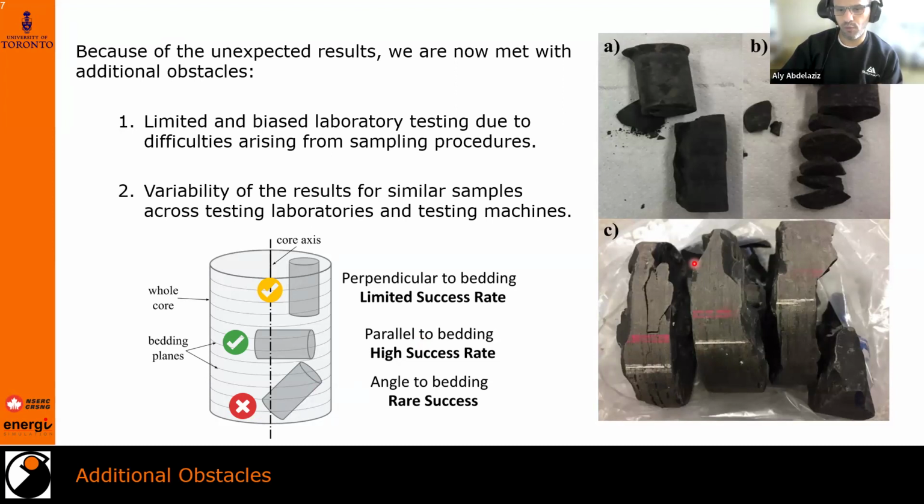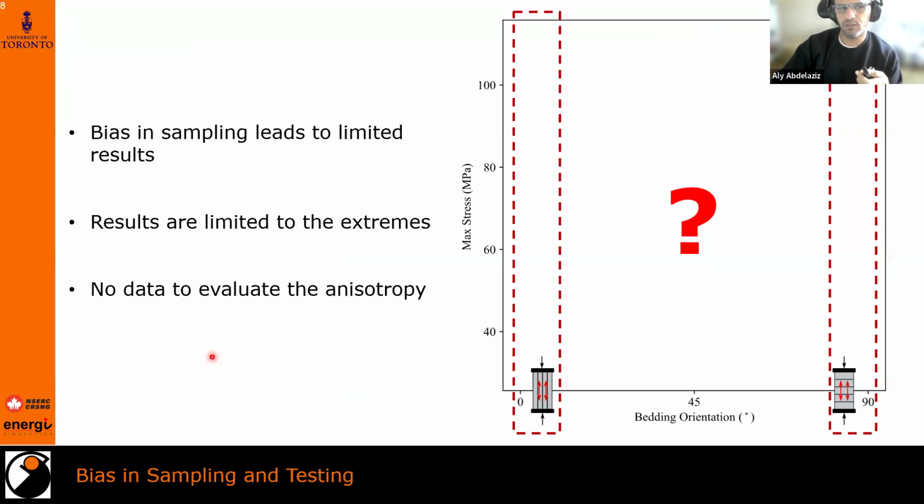So that's one problem. The other problem is that because you only test in one direction, you are biasing your results. So your limits to the results are in the two extremes, parallel to bedding and maybe perpendicular to bedding. So you really are not evaluating the anisotropy in any way. So we have two issues now. The first one is, how can we obtain samples? The second one is, how can we get good results that are independent of the machines?